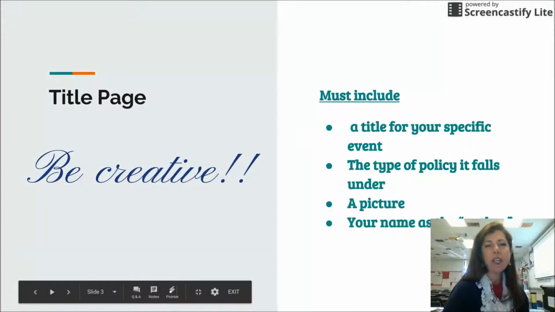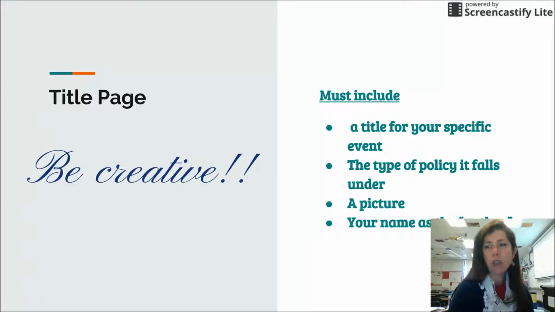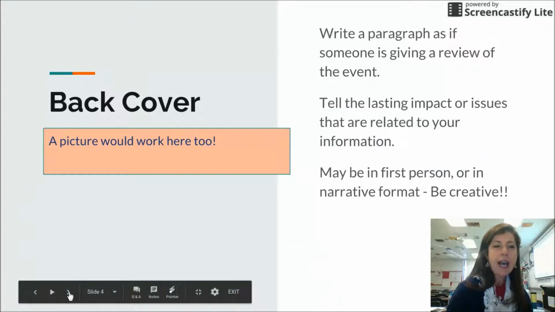This is going to be for your title page. I'm encouraging you to be creative. So whether you're drawing your own pictures or you're using pictures you find online, you're going to create a title page, a front topic that's going to include the title of your specific event that we're looking at. So again, Obamacare, Reaganomics, etc. The type of policy that it comes under. So if it's economic policy, healthcare, etc. Some sort of a picture, and then your name as the author. Again, this is pretty basic. It's just a way for us to all see what we're looking at.